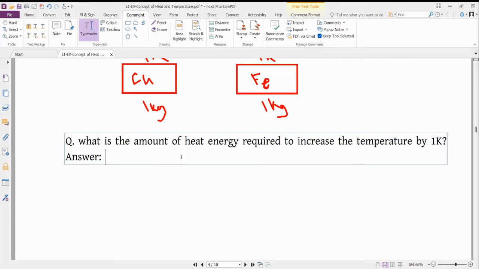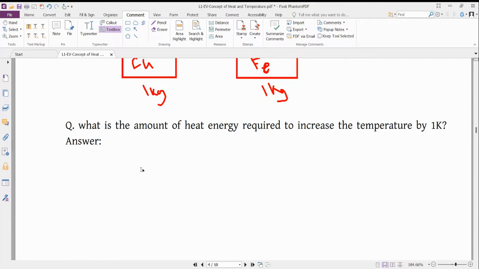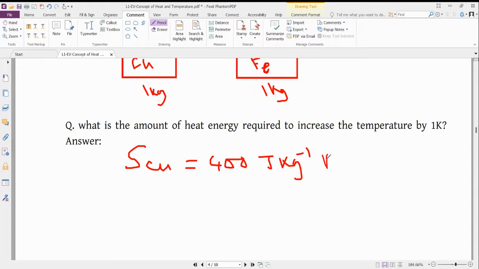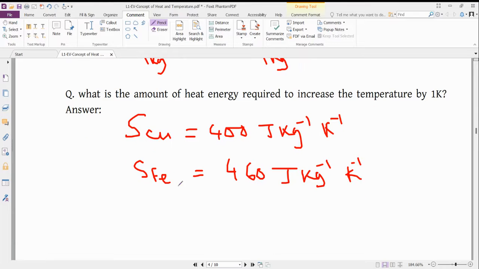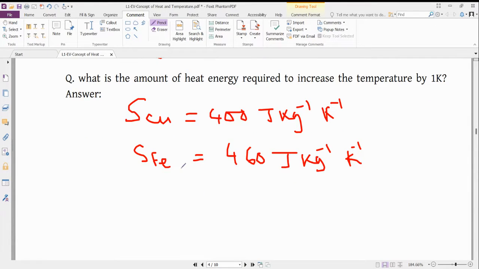Without knowing this information, we can't answer this question. So already I have told that the specific heat of copper, that means S copper, is 400 joule per kg per Kelvin, and the specific heat of iron is 460. I will give a chart, a list of specific heat of different materials.